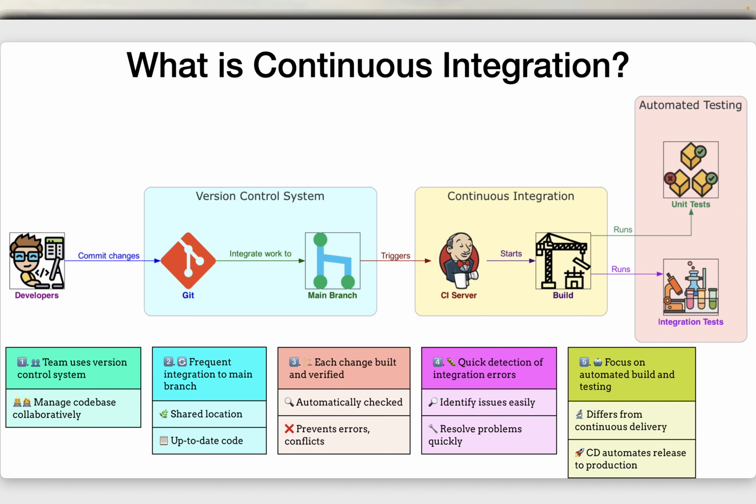Continuous integration emphasizes automating the process of building and testing code, which sets it apart from continuous delivery, which automates the entire software release process up to production.